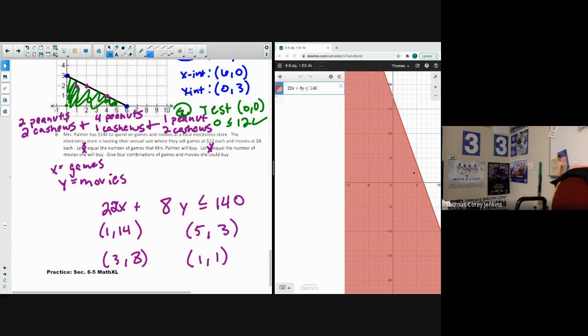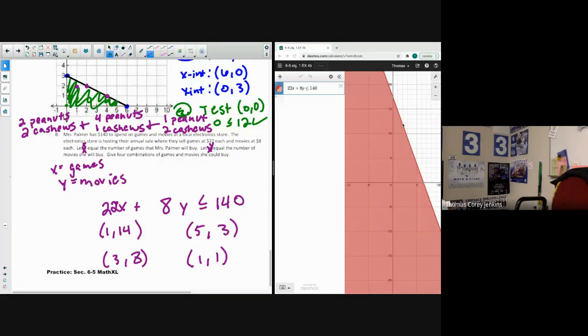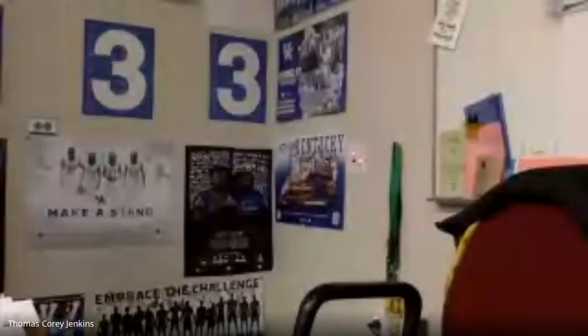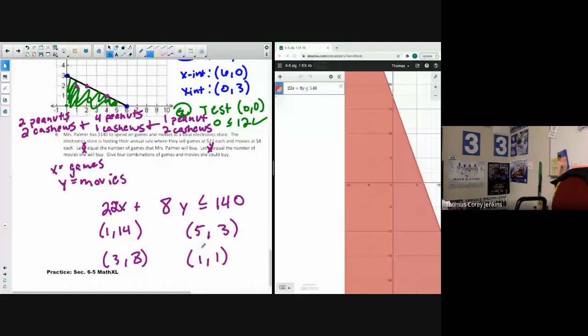Back to this one where it looks like we had a corner point on the boundary line, like maybe that one. You could always test that out, right? So you could plug in 2 and you could plug in 12 and see if that equals 140. You're definitely safe if you're in the shaded region. Remember, all these is where you could buy, that combination, you would get change back, right? So I kind of took a shortcut there too, but again, this would mean 1 game with 14 movies, 3 games, 8 movies, 5 games, 3 movies, or if we were feeling cheap, we could even buy 1 of each, right?